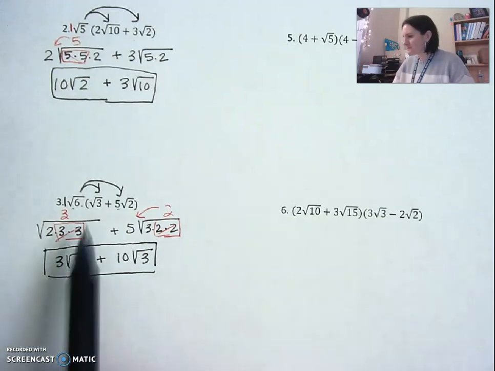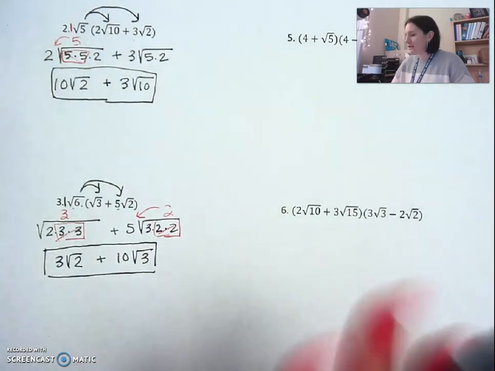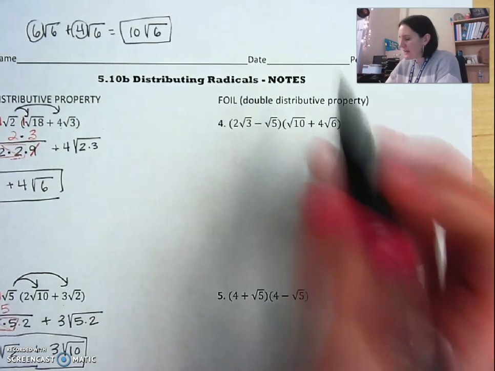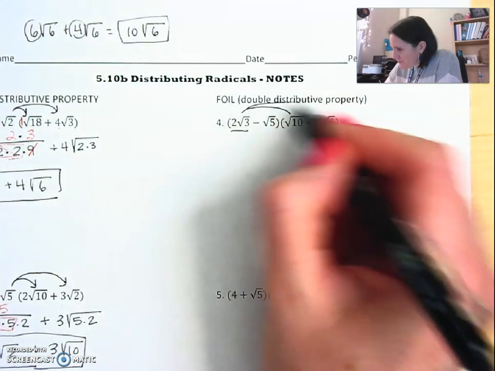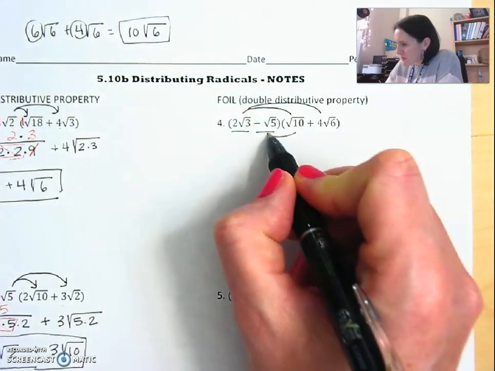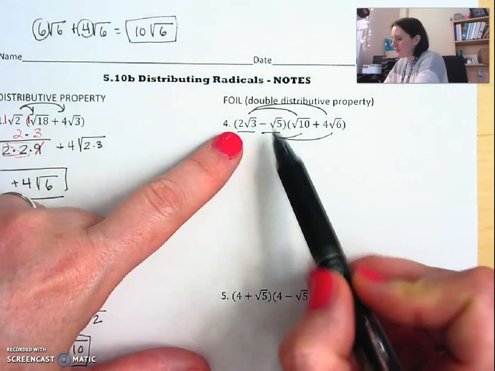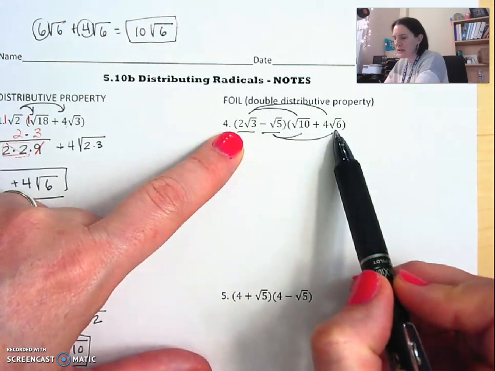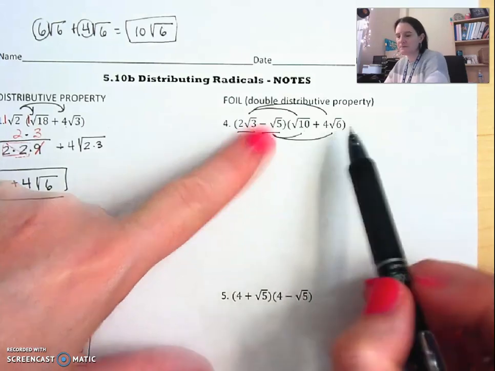All right. So all those problems just had one single term to distribute. The problems on the right have 2 terms to distribute. So I have a 2 square roots of 3 that I need to distribute, and I have a negative square root of 5 that I need to distribute. This is also where FOIL comes from, because the first terms get multiplied, the outside terms get multiplied, the inside terms, and the last terms.